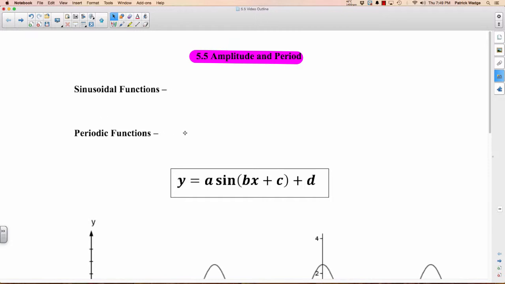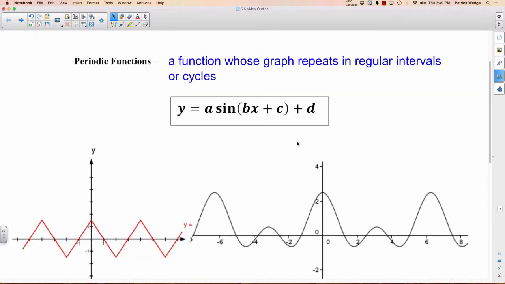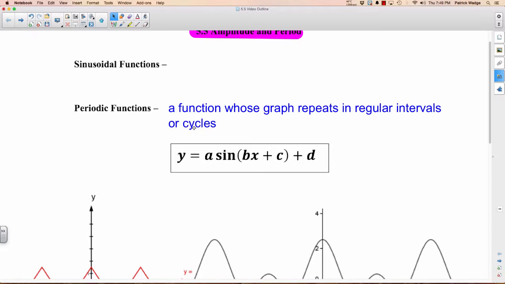Periodic functions. A periodic function is a function whose graph repeats in regular intervals or cycles. So I've actually drawn a couple periodic functions down here. You see how it repeats over and over and over? You've got this same shape, this same curvy shape over and over and over. So those are periodic functions, and we've already seen those.